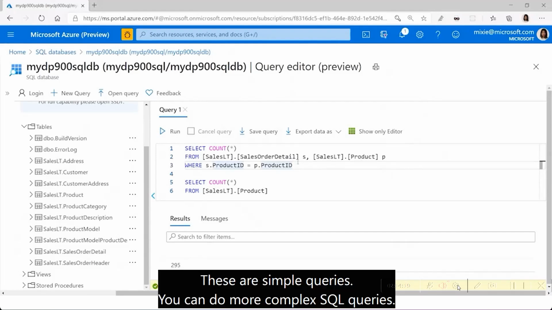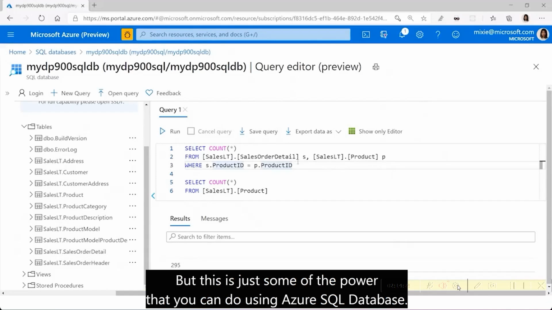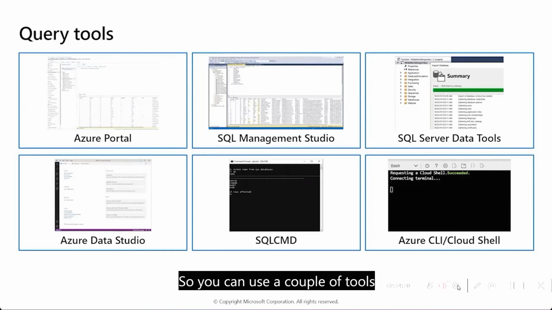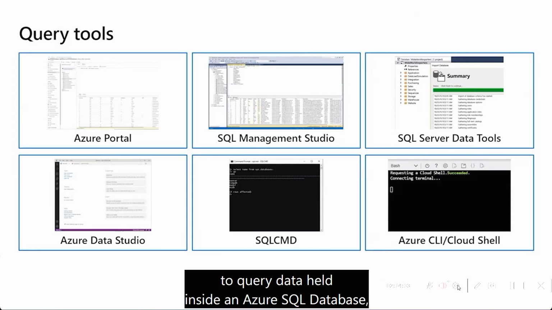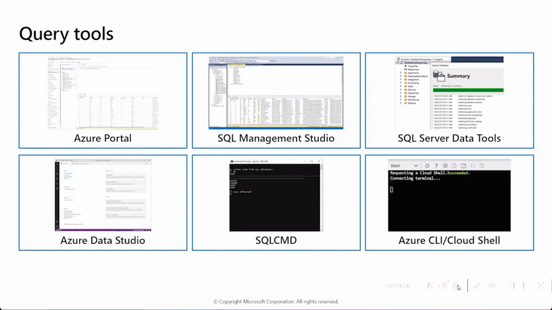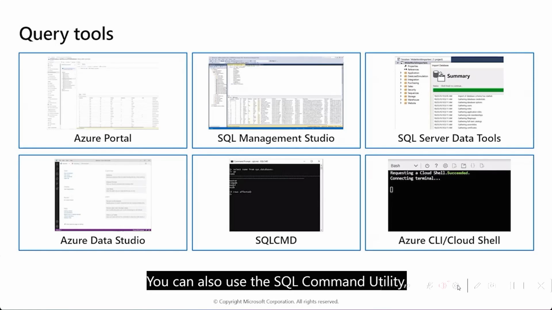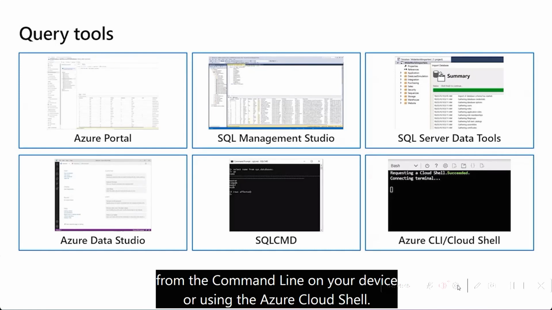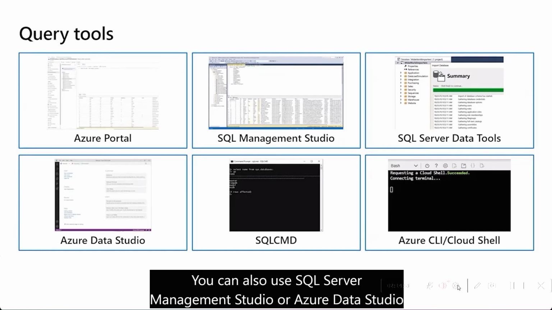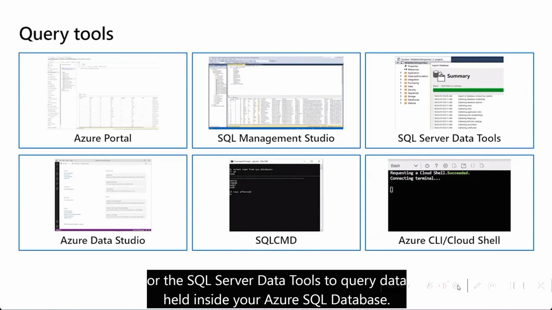Now, these are very simple queries, and you can do a lot more complicated and complex SQL queries, but this is just some of the power that you can do using Azure SQL Database. So you can use a couple of tools to query data held inside an Azure SQL Database, like the Azure portal, which we saw. You can also use the SQL command utility or the SQL CMD utility from the command line on your device or using the Azure Cloud Shell. You can also use SQL Server Management Studio or Azure Data Studio or the SQL Server data tools to query data held inside your Azure SQL database.